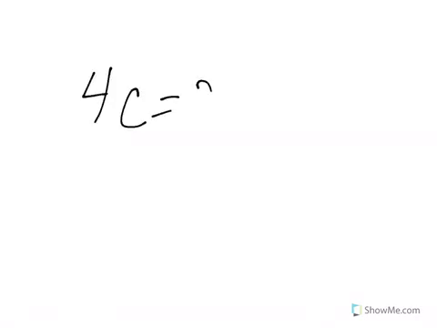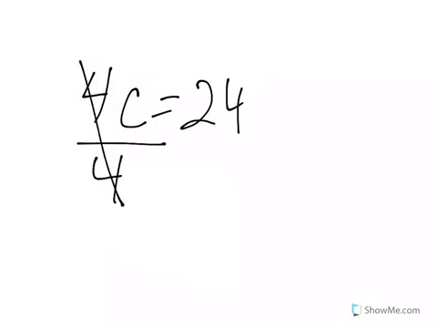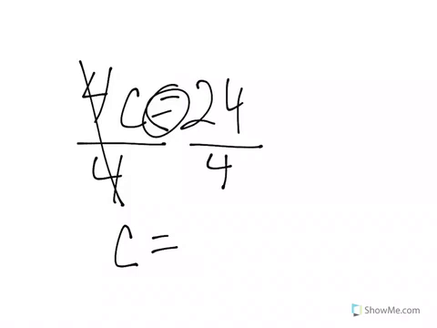Let's see just a couple of other examples here. Let's say 4c equals 24. All right, I'm seeing multiplication, so I'm going to divide out that 4. That cancels out. I end up with c equals, I have to divide this side by 4. Whatever you do on one side of the equal sign, you have to do on the other. 24 divided by 4, c equals 6.